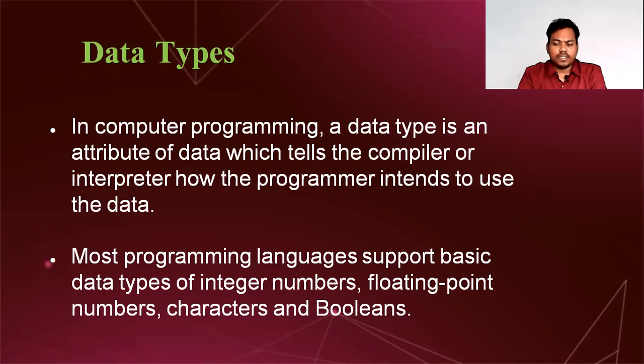Most programming languages support the basic data types of integer numbers, floating point numbers, characters, and booleans. These are the different kinds of data types, right? Whatever data you are using in programming, it can be an integer, it can be a floating point. Floating point means with a decimal, 0.2, 0.03, like this. This is a floating point number.